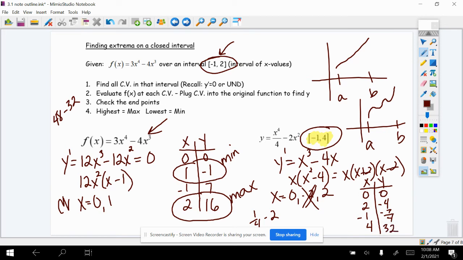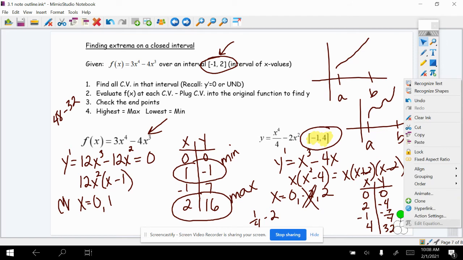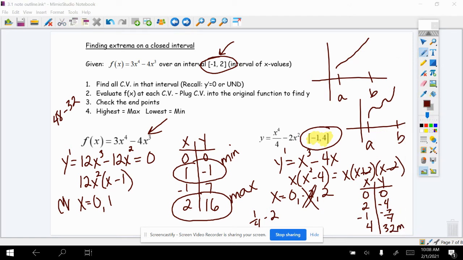And so then finally, my highest value is my maximum. And my lowest value is going to be my minimum. So again, those are called closed interval extrema.